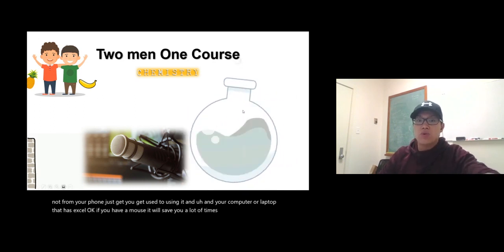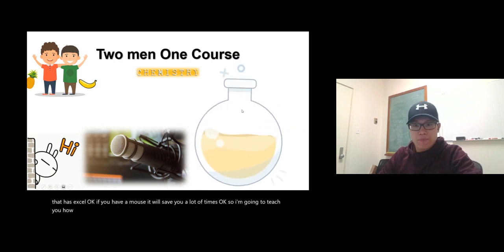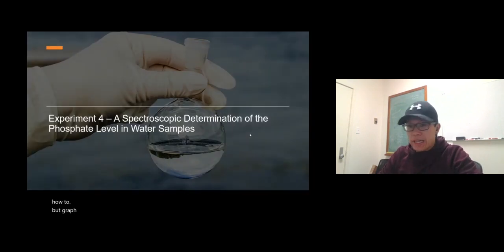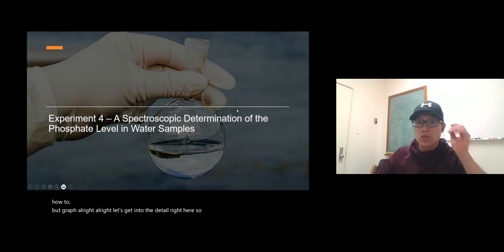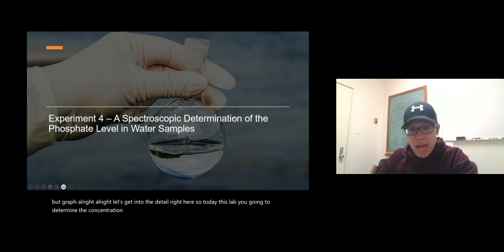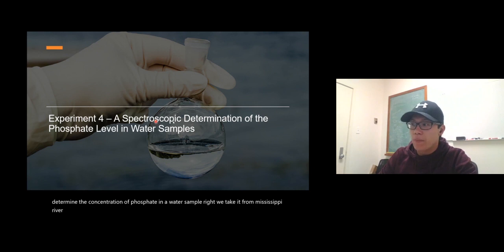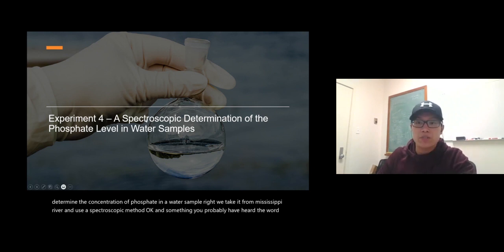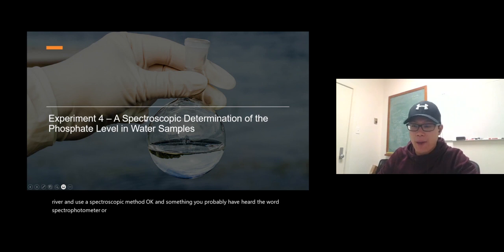I'm going to teach you how to plot a graph. All right, let's get into the detail. In this lab, you're going to determine the concentration of phosphate in a water sample. We take it from the Mississippi River, and use a spectroscopic method. Some of you have probably heard the word spectrophotometer or spectrometer. We're going to use that.